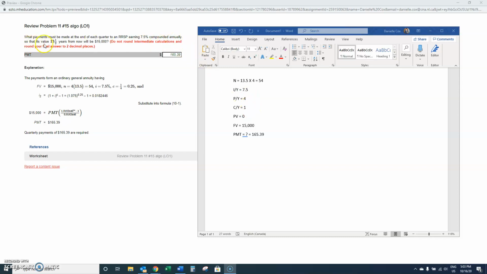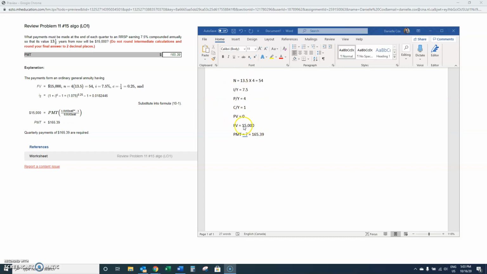Compounded annually so that its value 13 and a half years from now, so N is 13 and a half years times 4 payments a year, so it's 54. So its value 13 and a half years from now will be 15,000. So its future value is 15,000.